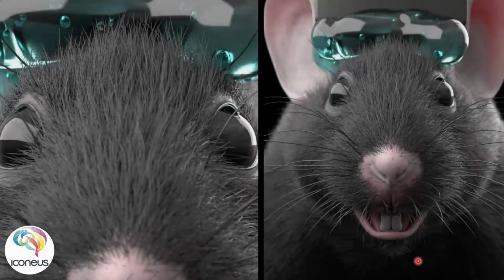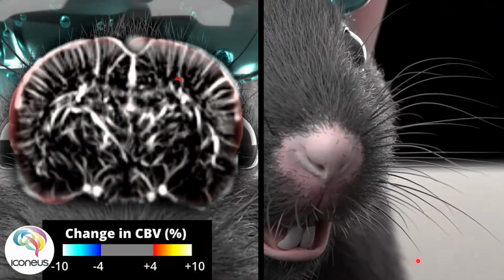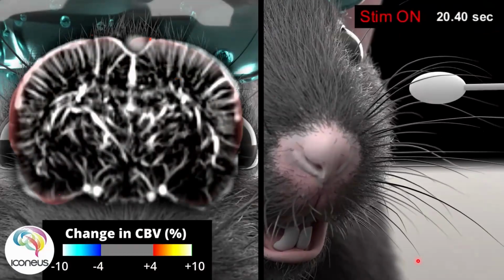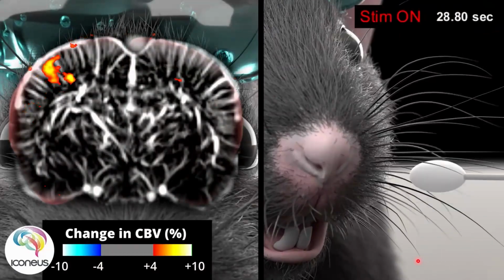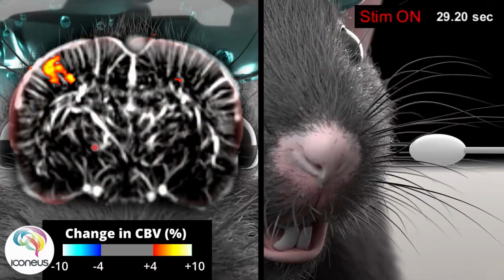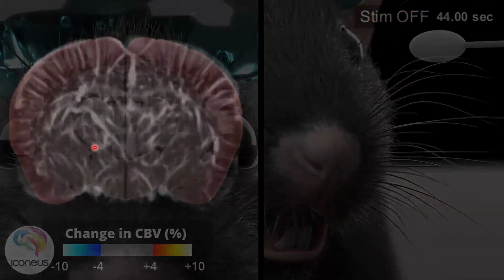And this difference in sensitivity is evident if we try to image the cerebral blood volume changes linked to neuronal activity in the case of a whisker stimulation. So you see here whiskers of a rat are stimulated and we see activation in the barrel cortex where there is a CBV increase due to the neurons firing after the stimulation.